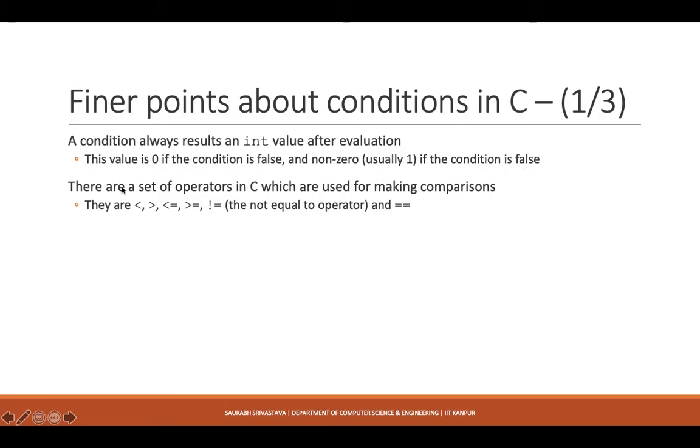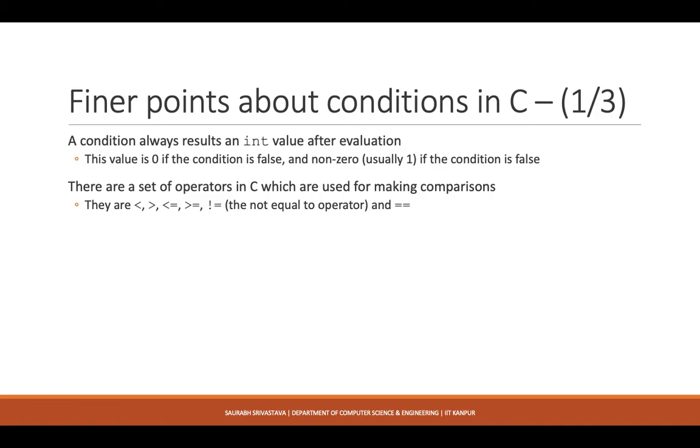So there are a set of operators in C which are used for making these comparisons: less than, greater than, less than equal to, greater than equal to. This is actually not equal to. Okay, so there is also a comparison operator which simply says not equal to. So if I say I not equal to 5, this will evaluate to 1 if I is any number but 5.